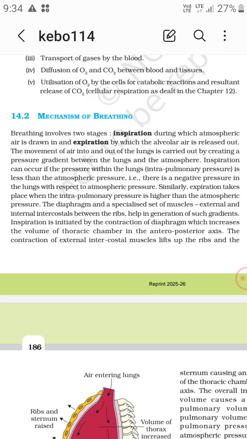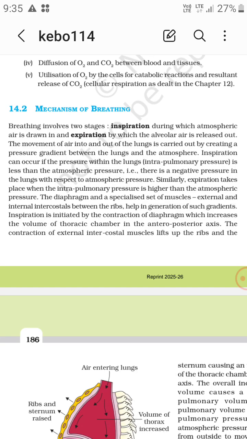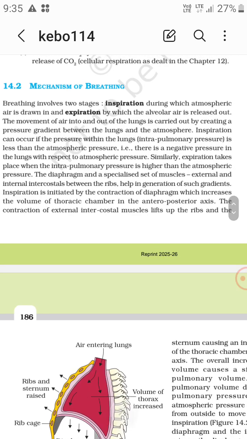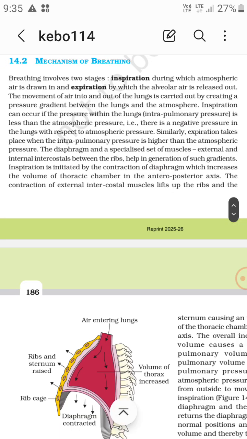Inspiration can occur if the pressure within the lungs, that is the intrapulmonary pressure, is less than the atmospheric pressure. Of course, air always flows from higher to lower pressure, so there is a negative pressure in the lungs with respect to the atmospheric pressure. Negative means lower than the atmospheric pressure. Similarly, expiration takes place when the intrapulmonary pressure is higher than the atmospheric pressure. The diaphragm and a specialized set of muscles, the external and internal intercostal muscles between the ribs, help in generation of such gradients.